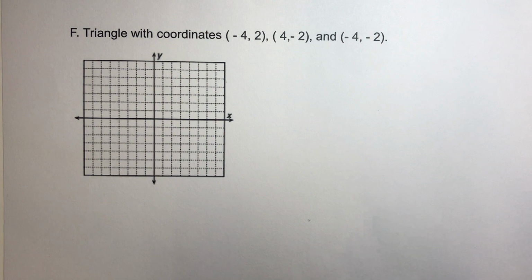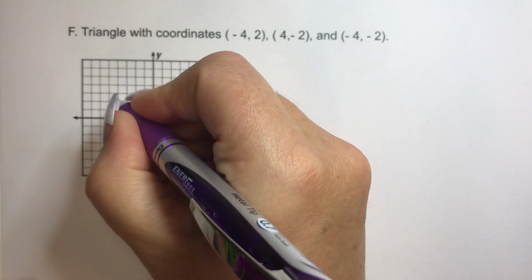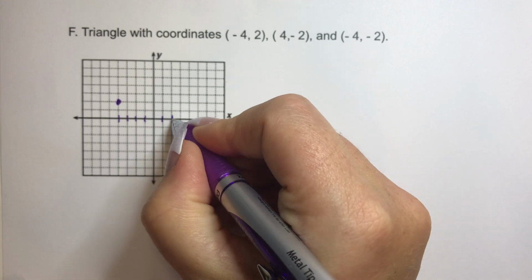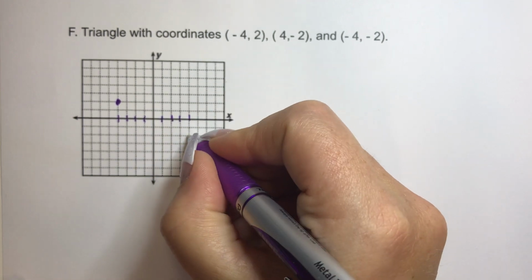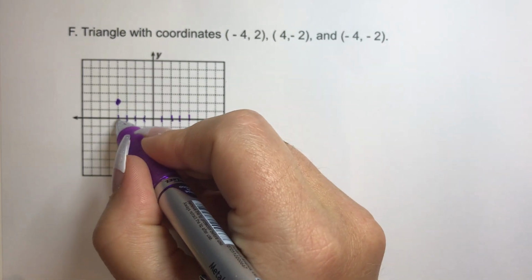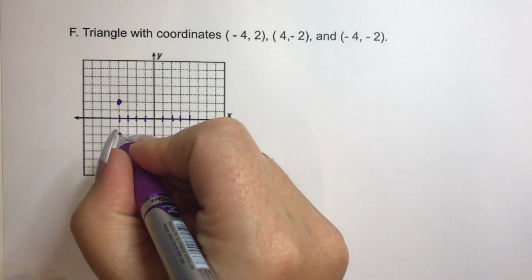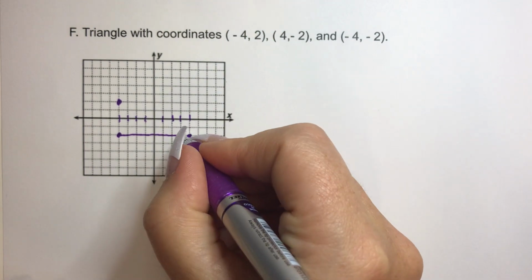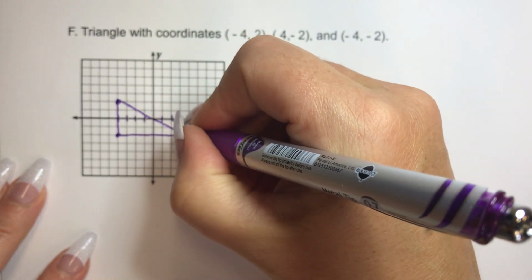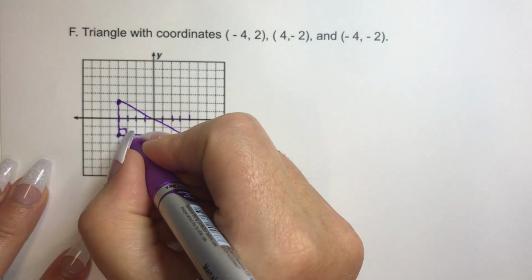Okay, let's see how you did. The first thing we have to do is plot these points. So negative 4, 2: 1, 2, 3, 4, up 2. 4, negative 2, so positive 4, 1, 2, 3, 4, 1, 2 down here. And then negative 4, negative 2, so 1, 2, 3, 4, down to 1, 2. So that would be right here. Okay, so this is our triangle. This is where the vertical and the horizontal meet, so this is our 90-degree angle.